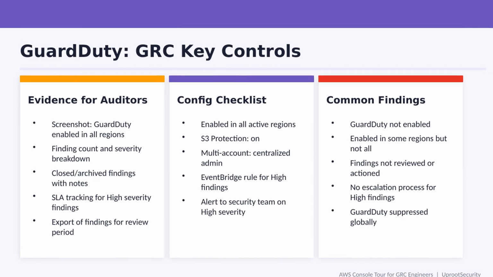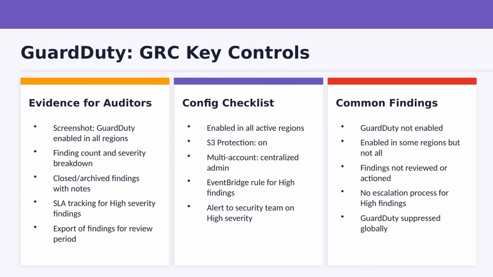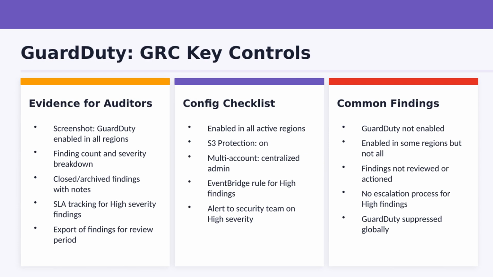GRC controls for GuardDuty. Evidence for auditors. A screenshot showing GuardDuty enabled in every region, your finding count and severity breakdown, archived findings with notes explaining the disposition, SLA tracking for high-severity findings, and an export of findings for the review period. Configuration checklist. Enabled in all active regions, S3 protection on, multi-account with centralized admin, EventBridge rule for high findings, and an alert to the security team.